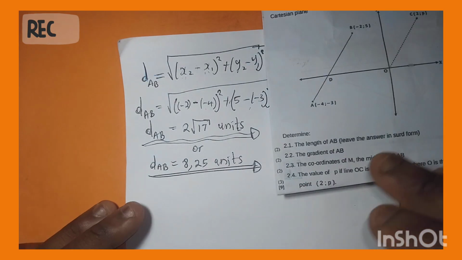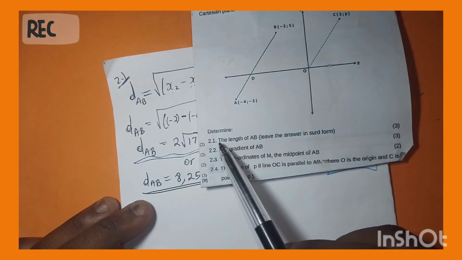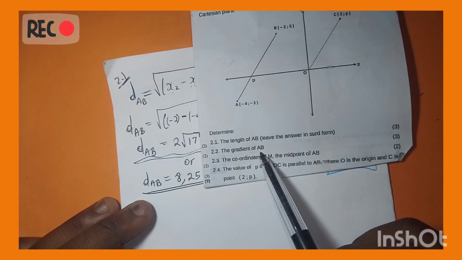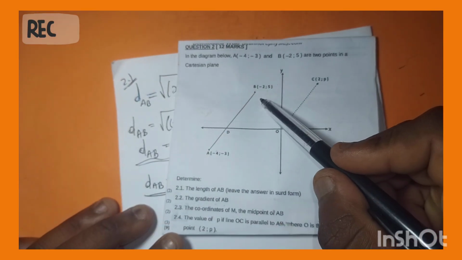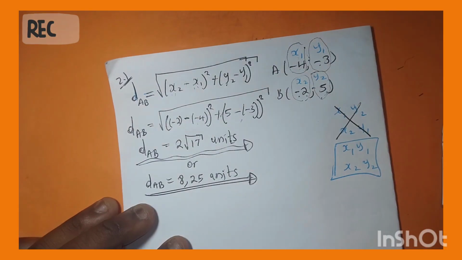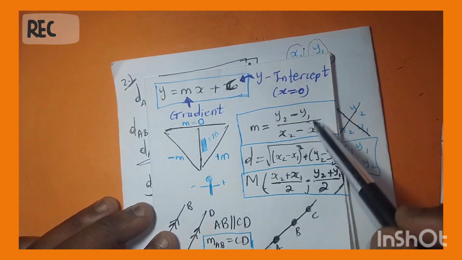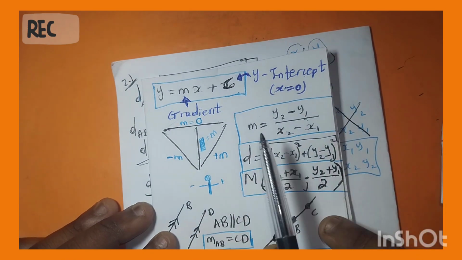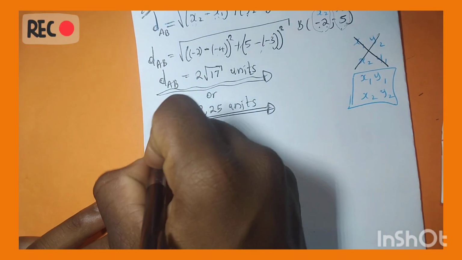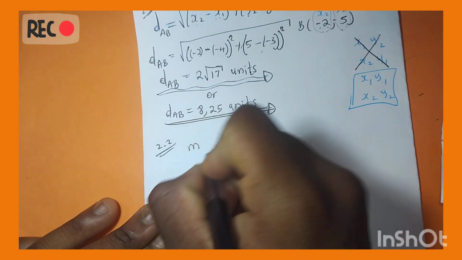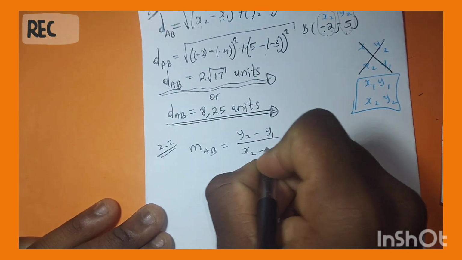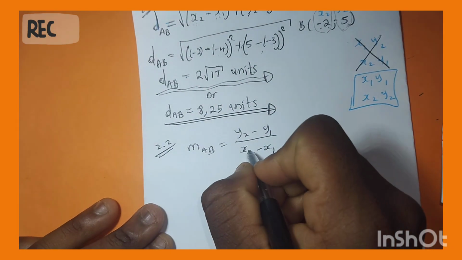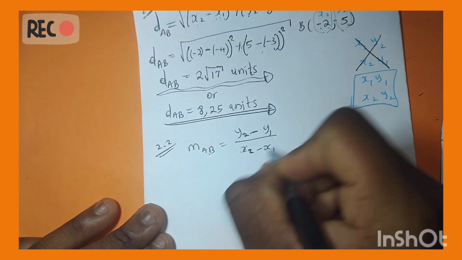So the next question now, this one is 2.1. The next question will simply say now, determine the gradient of AB. Do you see AB? Where is AB? So there you should know the equation of a gradient. This one is the equation of a gradient, guys. When you go to your formula sheet, you apply that equation, which is 2.2. Then you say m, gradient of AB, will be equal to y2 minus y1 divided by x2 minus x1. Do you see? I hope, guys, you can see my writing there.